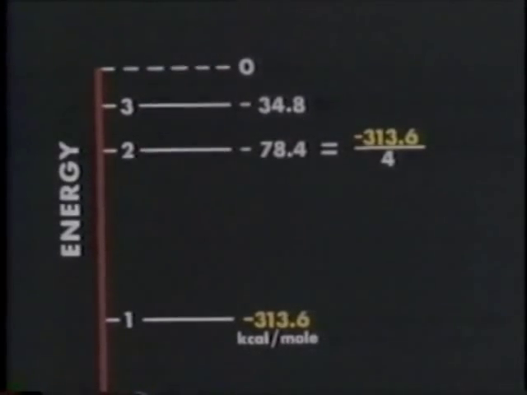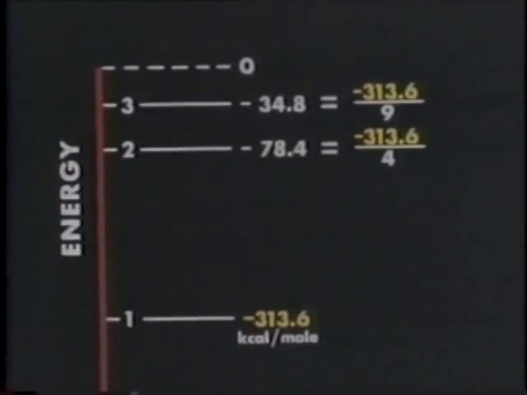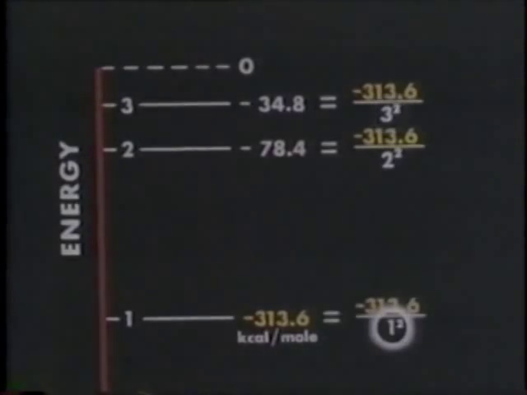78.4 is just 1/4 of 313.6. 34.8 is just 1/9 of 313.6. These numbers are most conveniently recognized as 313.6 divided by the square of an integer. Thus, 4 is 2 squared, 9 is 3 squared. The lowest energy is 313.6 divided by 1 squared.